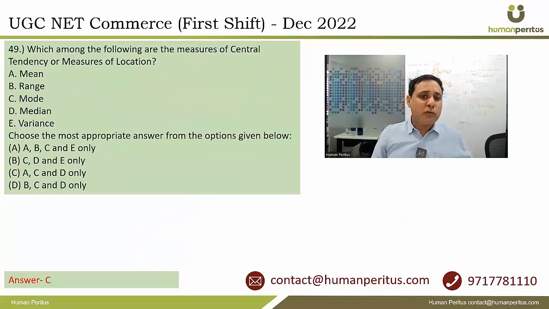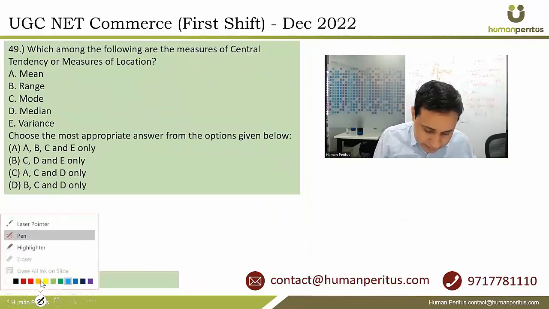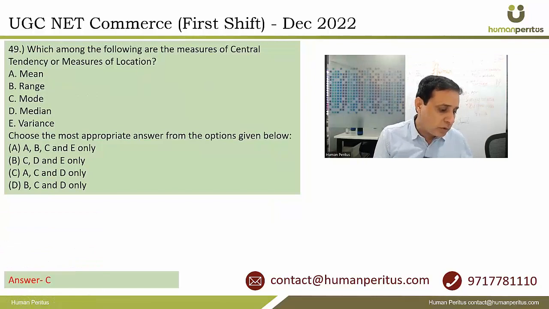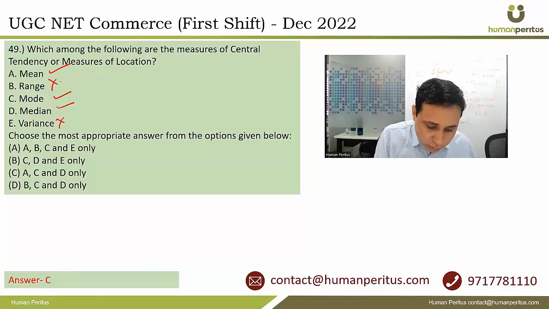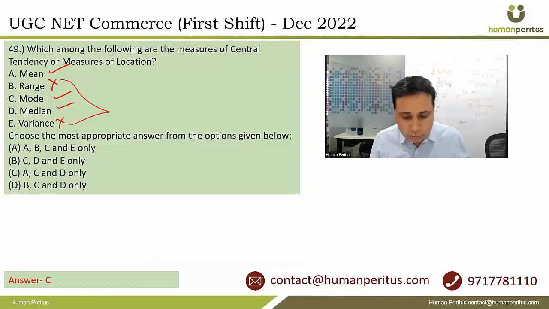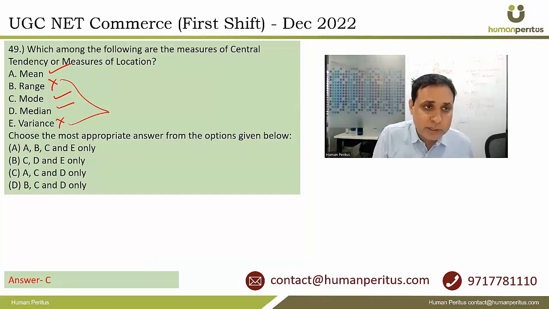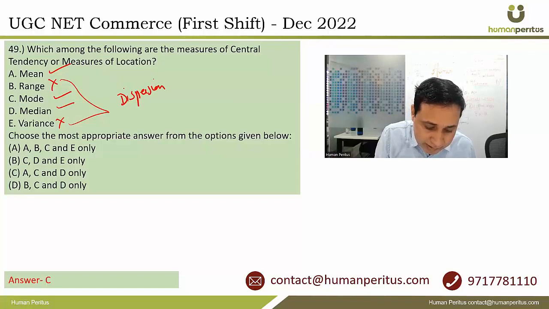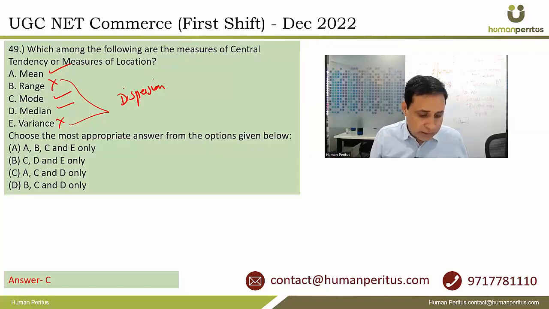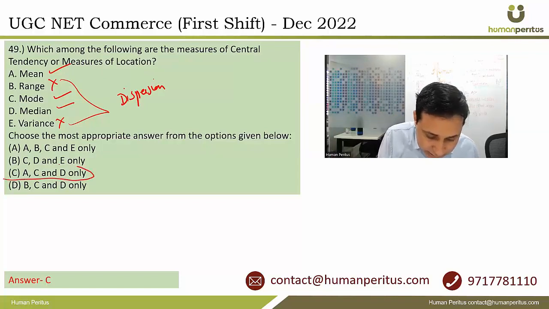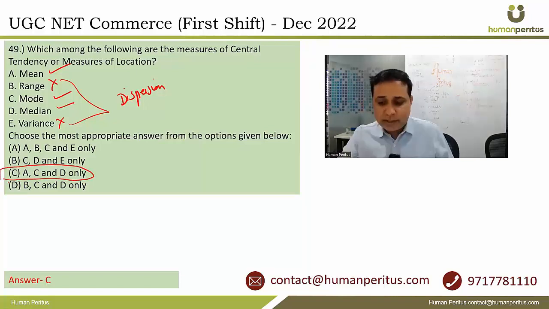Next one, which one of the following are measure of central tendency? तो central tendency का measure कौन कौन सा है? मीन है, बिल्कुल है. रेंज है, नहीं है. मोड है, बिल्कुल है. मीडियन है, बिल्कुल है. वेरिएंस है, नहीं है. So range and variance are not measures of central tendency, but they are measures of dispersion, and not central tendency. Therefore, correct answer is C. A, C, D are the measures of central tendency.